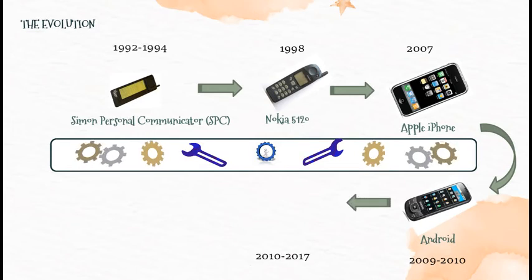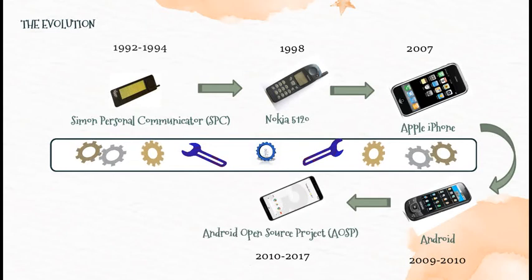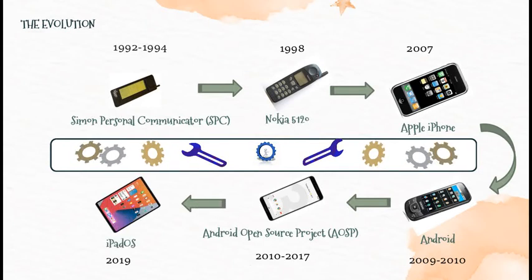Next, in the era of 2010 to 2017, Android Open Source Project, AOSP, smartphone was created. In year 2019, Apple announced a new device that was iPad OS. The iPad connects to the iPhone and acts like a monitor. However, Android type of smartphones dominate the market and the number of consumers is more than Apple phone until now.